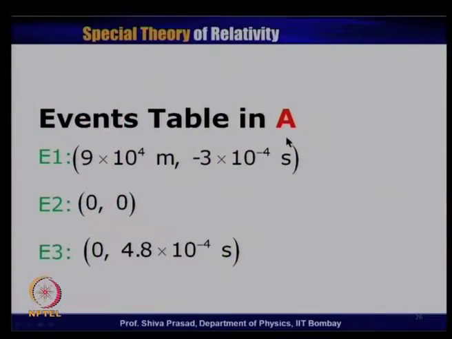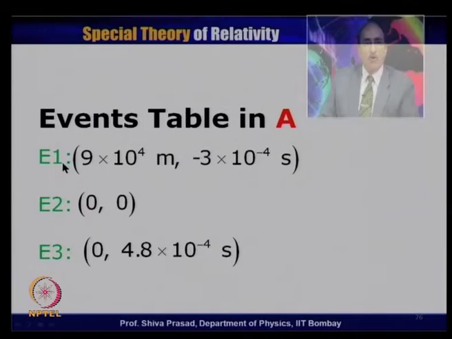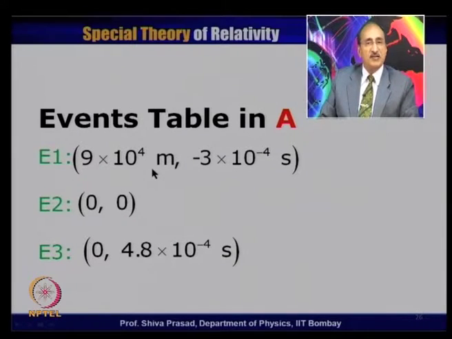So, now I know all the events and I have filled the event table in the ambulance frame of reference. This transparency shows the event table in the A frame. Event number 1 occurred at 9 into 10 to the power 4 meters and at a time of minus 3 into 10 to the power minus 4 seconds. Event 2 occurred at x equal to 0, t equal to 0. Event number 3 occurred at x equal to 0 and at time 4.8 into 10 to the power minus 4 seconds. So, my event table is filled both in the H frame and the A frame.